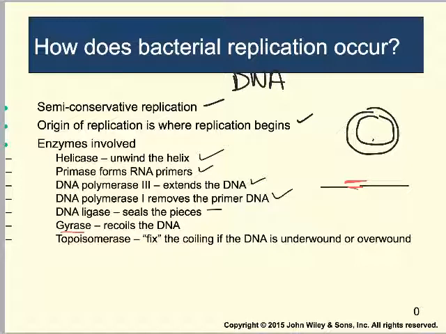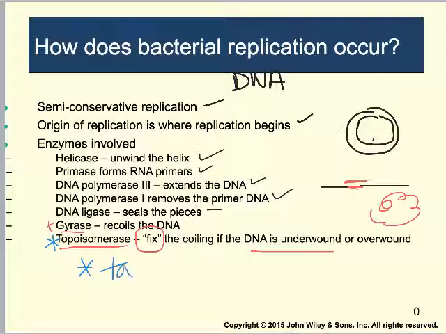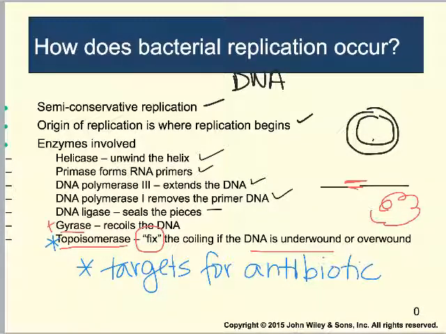Okay, gyrase, so gyrate, it's going to recoil the DNA. So it actually kind of nicks it and twists it. And then another enzyme is topoisomerase. If the DNA coil isn't wound properly, topoisomerase can come in and fix it. Now, these things, especially gyrase and topoisomerase, are targets for antibiotics. If an antibiotic can interfere with gyrase or topoisomerase, it can stop the bacteria from replicating, so it can control a pathogen.